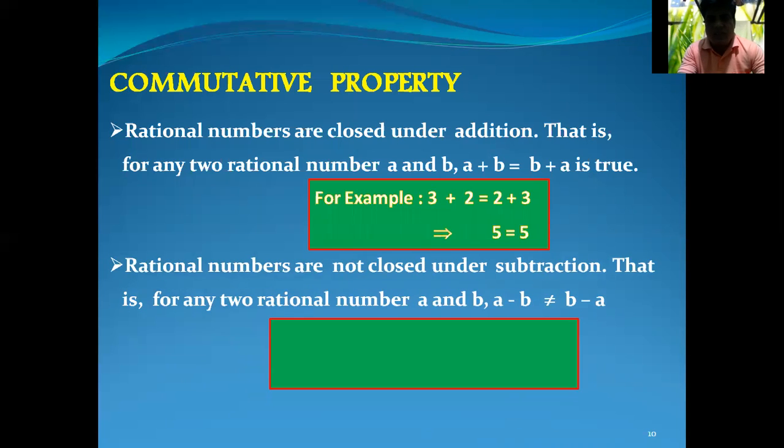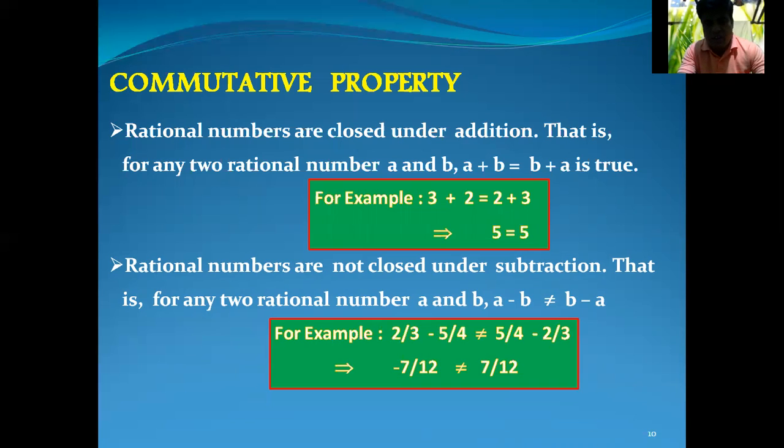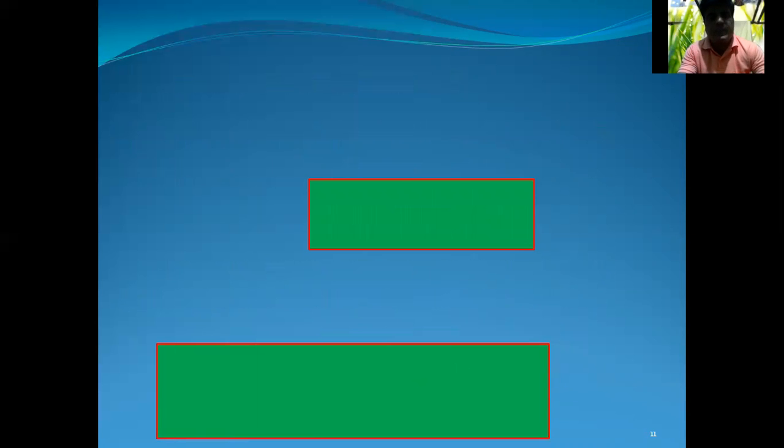Similarly, rational numbers are not commutative under subtraction. That is, for any two rational numbers a and b, a minus b is not equal to b minus a. Like 2 by 3 minus 5 by 4 is not equal to 5 by 4 minus 2 by 3.